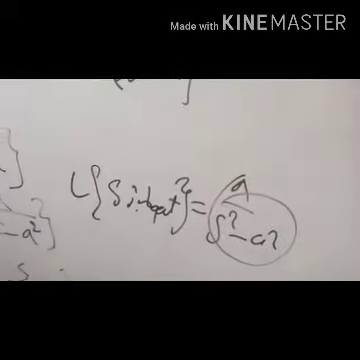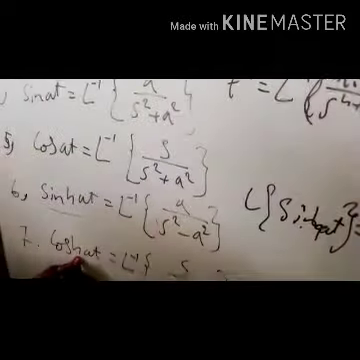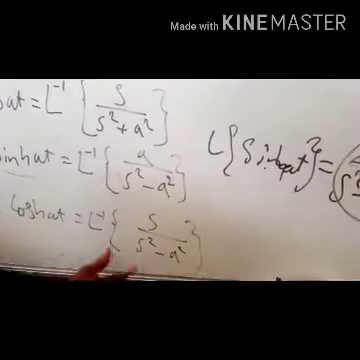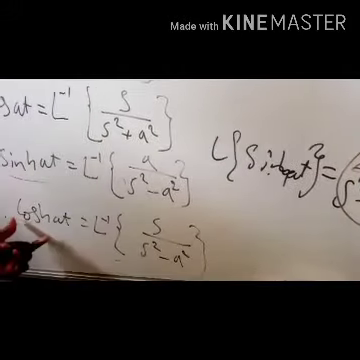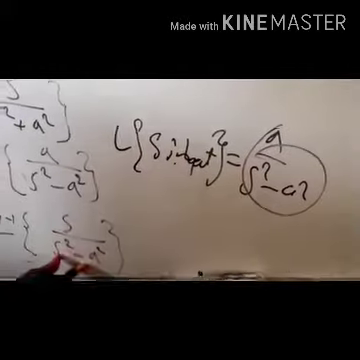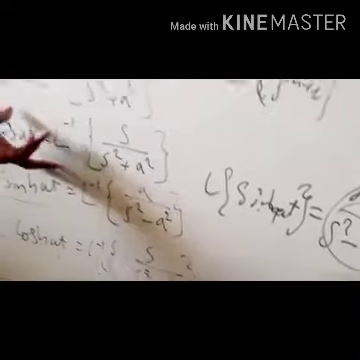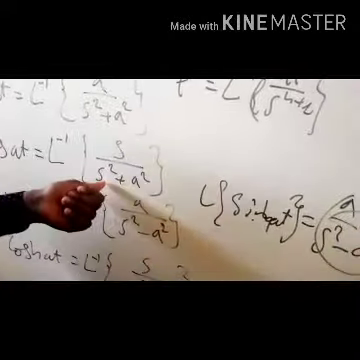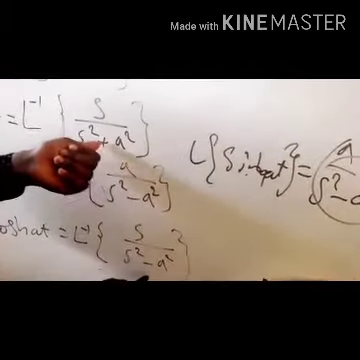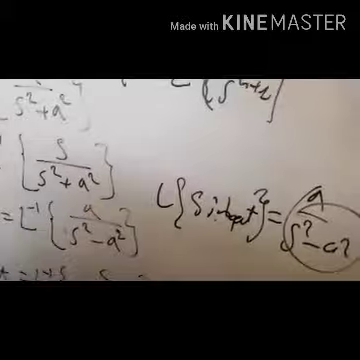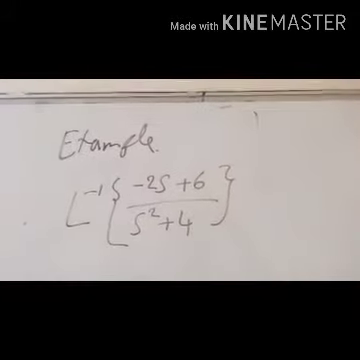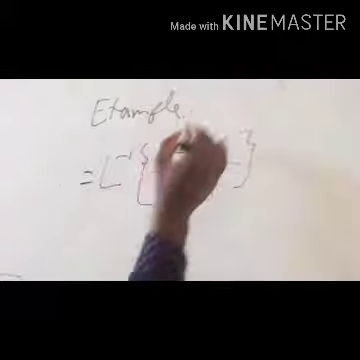Comparing sinh and sin, here we have a positive sign and here we have a negative sign. That is the difference. For cosh at, the Laplace transform of cosh at is equal to s over s squared minus a squared. Comparing cosh and cosine, the difference is the s squared minus a squared: here it is positive, here it is negative. That is the difference.